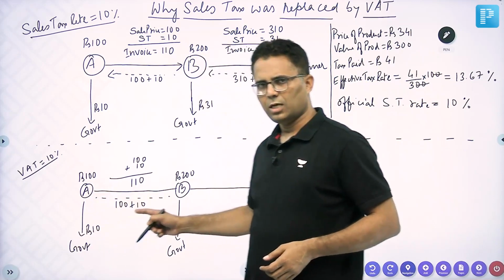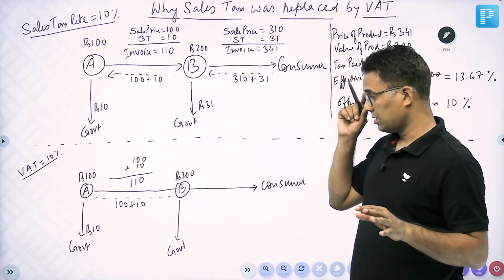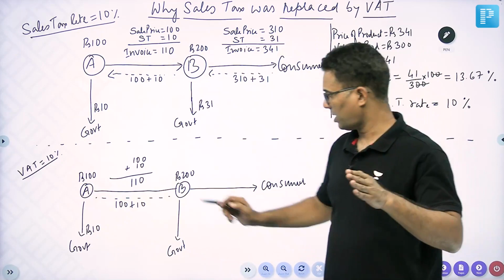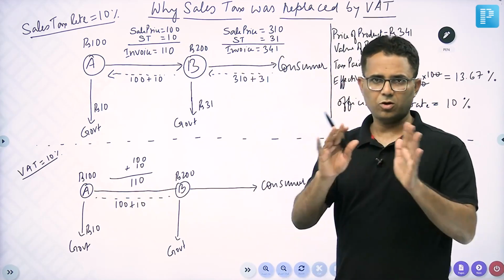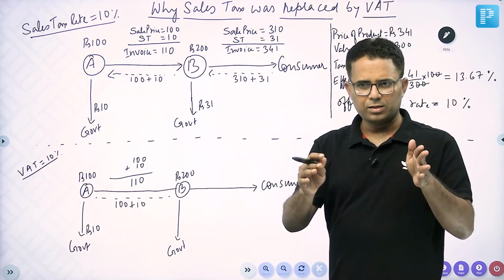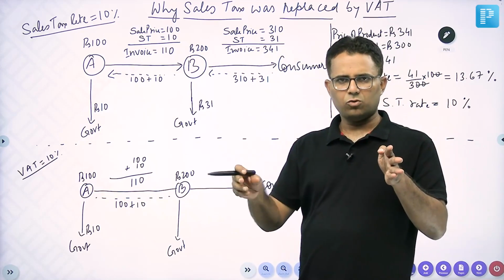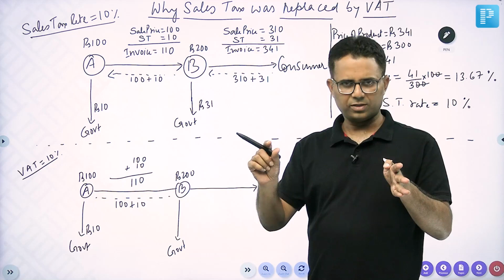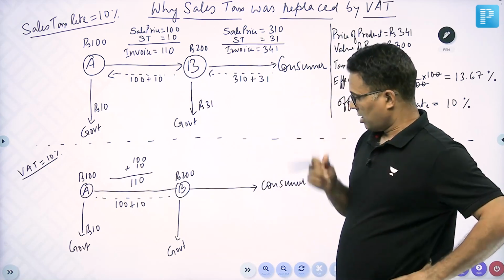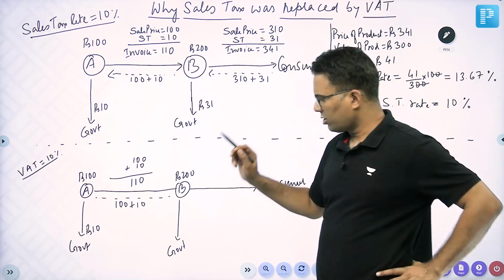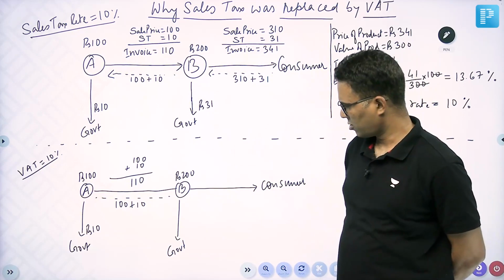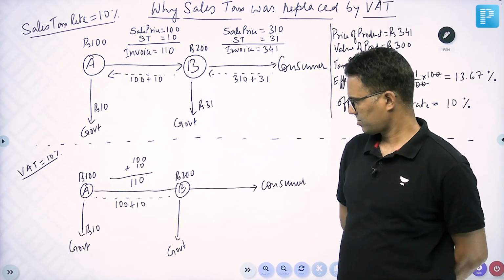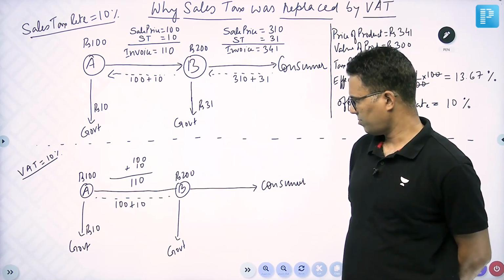A has paid 10% of 100, and again I am repeating, in the VAT regime, every supplier has to pay tax on their value addition. This is the concept behind VAT. But practically on the ground, to implement it, there are slight differences. Now B should deposit 20 rupees tax to the government.